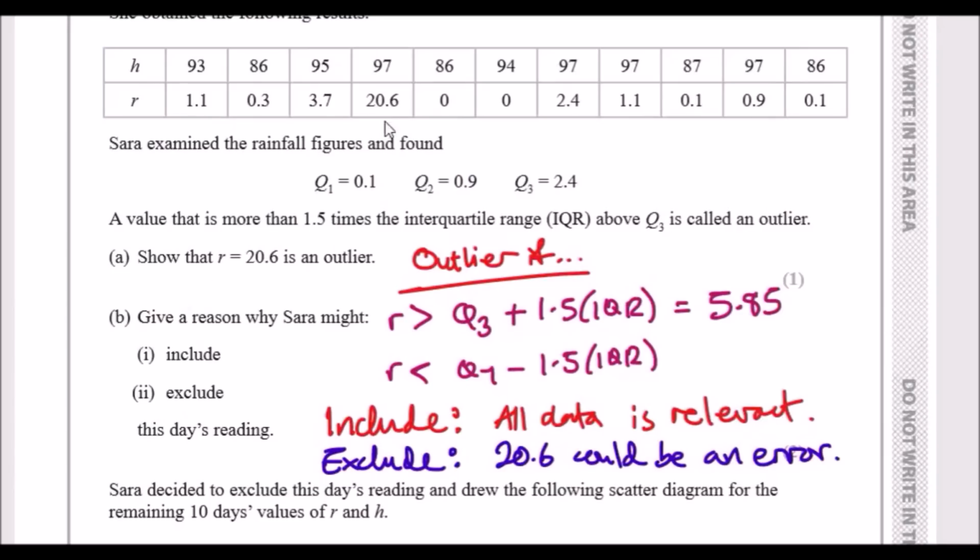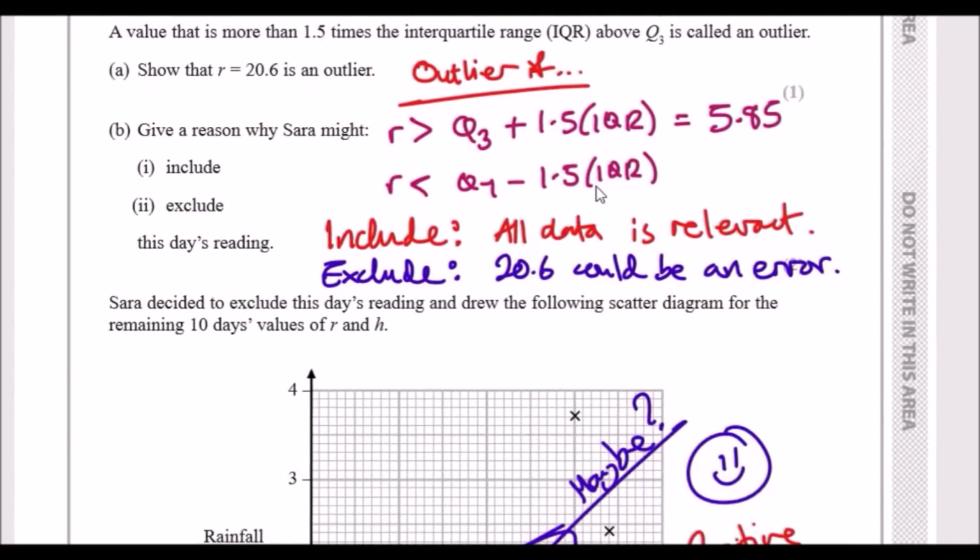Now, show that the value 20.6 is an outlier. First things first, we have the value Q3. We have 1.5, and the IQR is just 2.4 minus 0.1, so 2.3 here. You just plug all this in and you should get 5.85, and any values above 5.85 would be considered an outlier in this experiment. So 20.6 is clearly above. That's what you should say: clearly 20.6 is above this formula, which is above 5.85. Simple. It's kind of obvious anyway, but we have to use mathematical proofs.